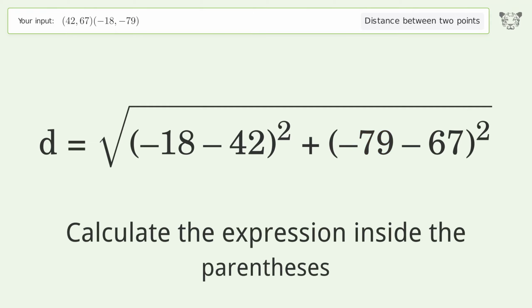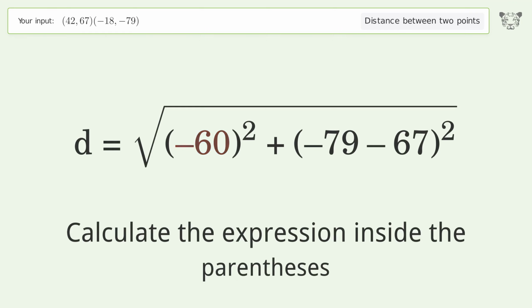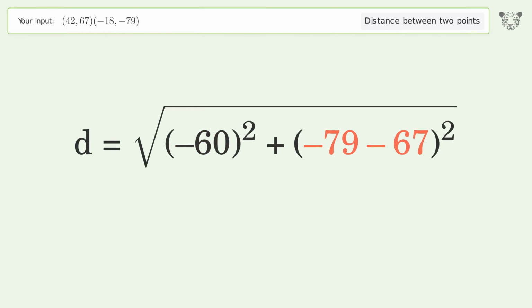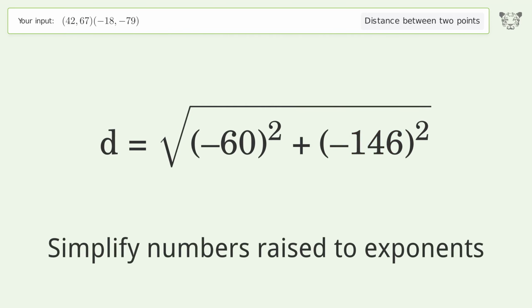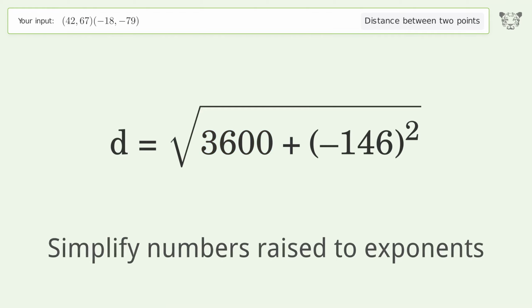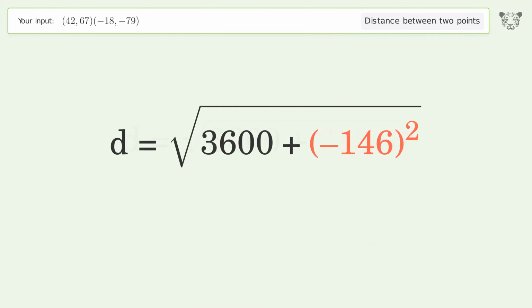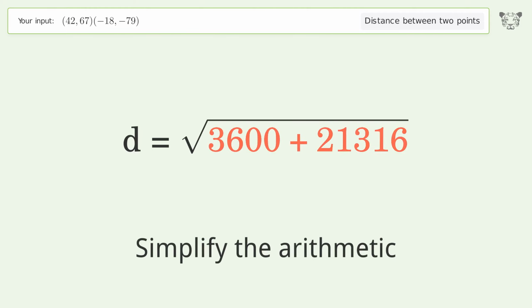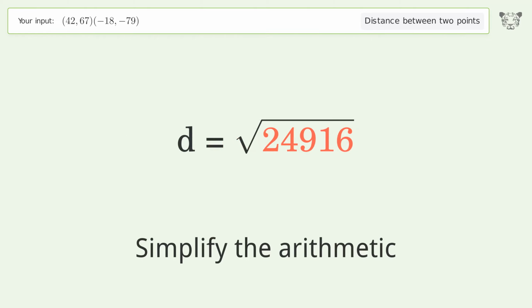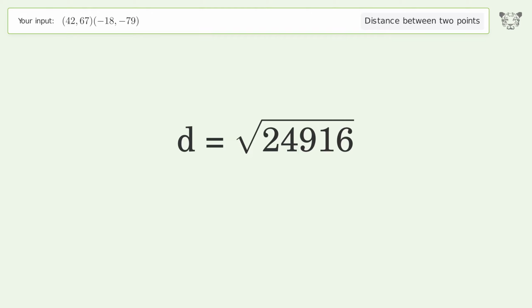Calculate the expression inside the parentheses. Simplify numbers raised to exponents. Simplify the arithmetic. And so the distance between the 2 points is the square root of 24,916, or 157.848.